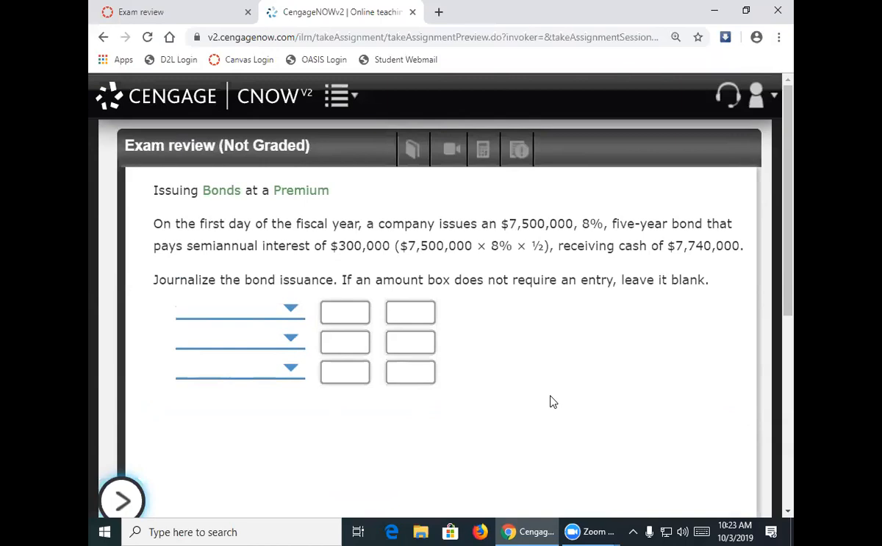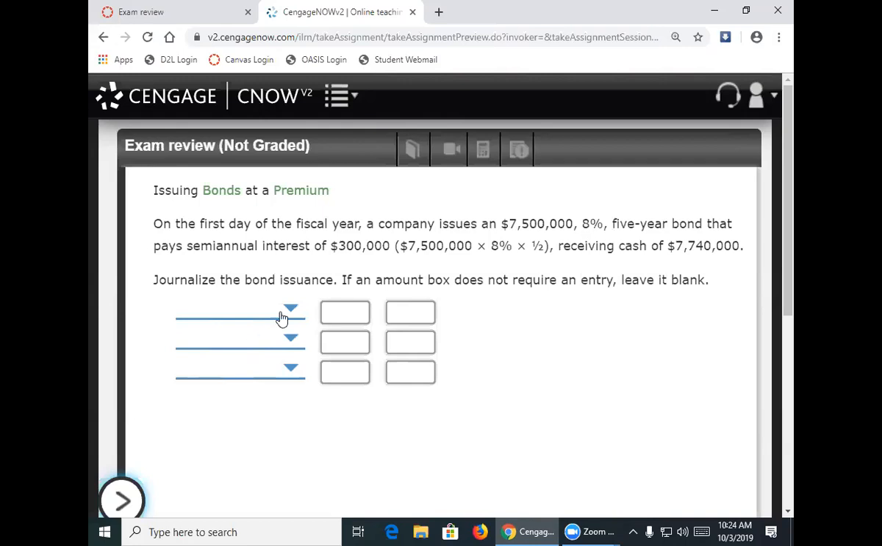Okay. So issuing a bond at a premium. It says on the first day of the fiscal year, a company issues a $7,500,000, 8%, 5-year bond, and they give you the semi-annual interest of $300,000. We receive cash of $7,740,000. We want to journalize the bond issuance. Again, I can tell that I'm issuing this bond at a premium because I'm receiving more cash than the face value. Okay. So what's my journal entry for the issuance of this bond?